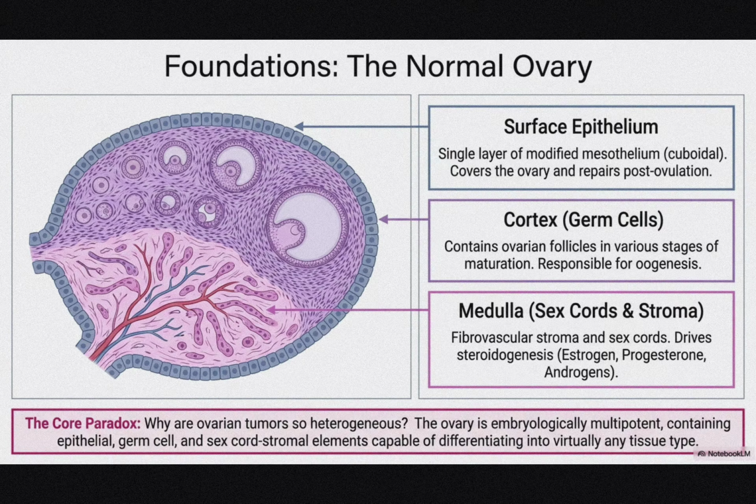So here we have a core paradox: why are ovarian tumors so heterogeneous? The reason is that the ovary is embryologically multipotent. It contains epithelium, germ cell and sex cord stromal elements capable of differentiating into virtually any type of tissue. That's why ovarian tumors are called heterogeneous tumors.